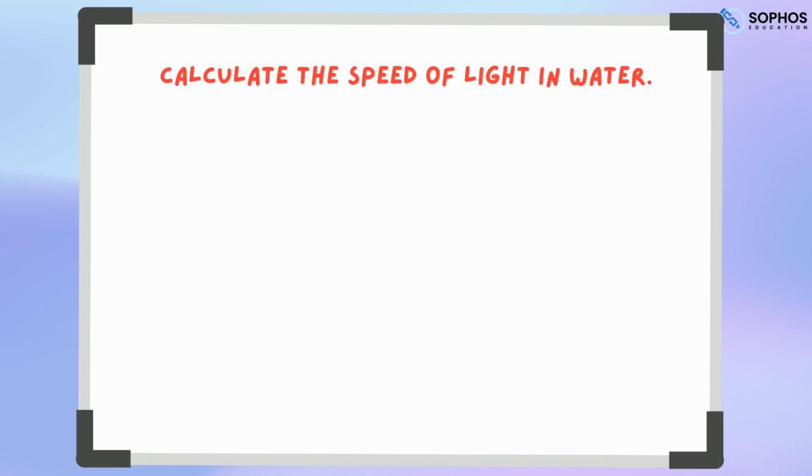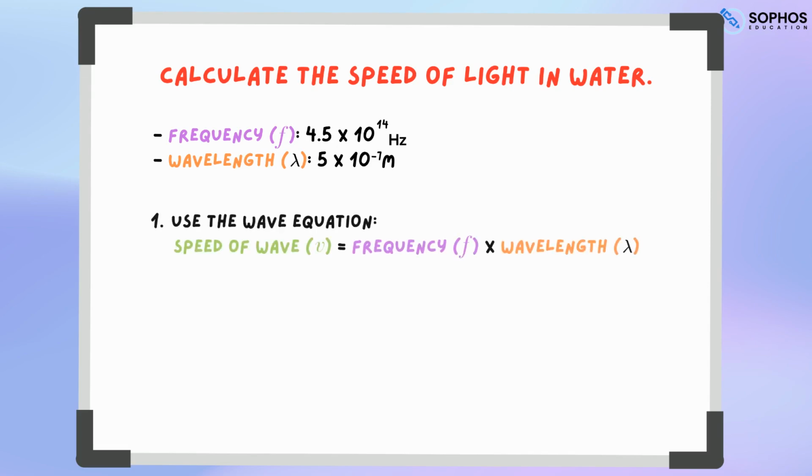Now, let's look at a final example. Let's calculate the speed of light in water. We have the following information. Frequency of a light wave equals 4.5 times 10 to the power of 14 hertz, and wavelength of the wave in water equals 5 times 10 to the power of minus 7 meters. Again, we use the wave equation of speed equals frequency times wavelength.